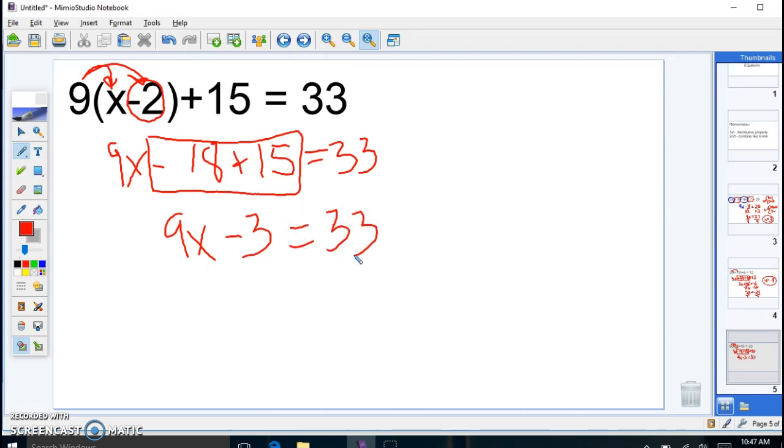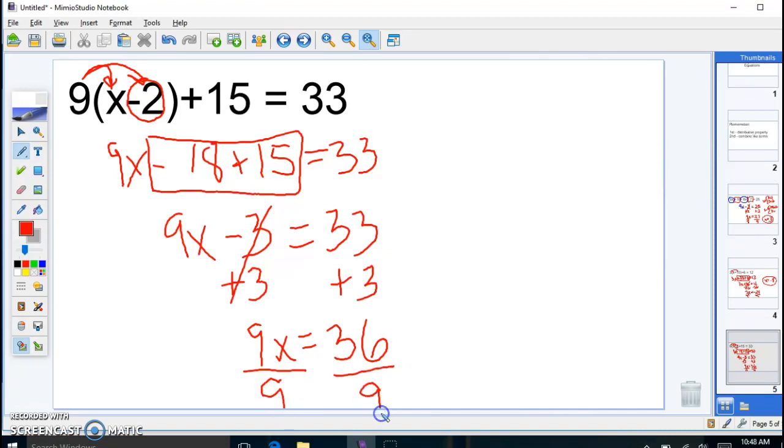Now notice that this time it's subtraction, and the inverse of subtraction is addition. So because it's showing minus 3 on the left side, I have to add 3 to both sides. That cancels, and I'm left with 9x equals 36, because 33 plus 3 is 36. The inverse operation of multiplying by x, 9 times x, is dividing by 9. So 9 divided by 9 gives me 1x, so x is now isolated all by itself. 36 divided by 9 is 4, so x equals 4.